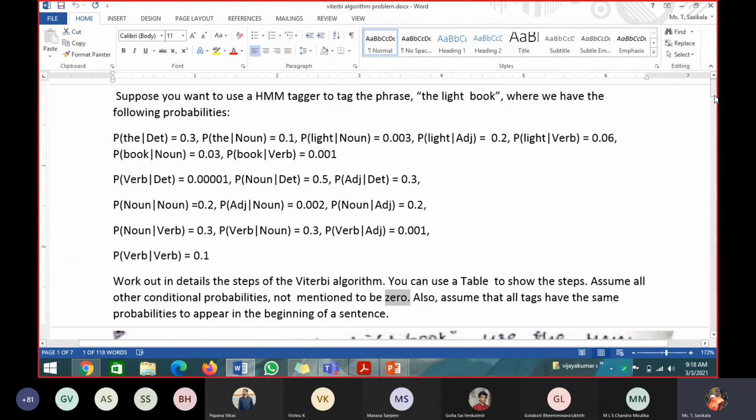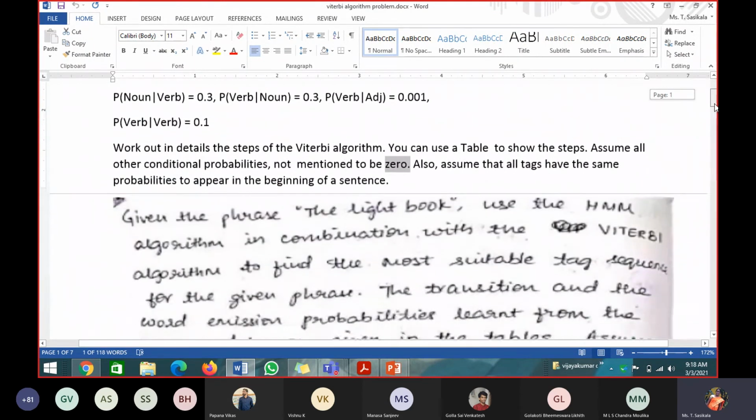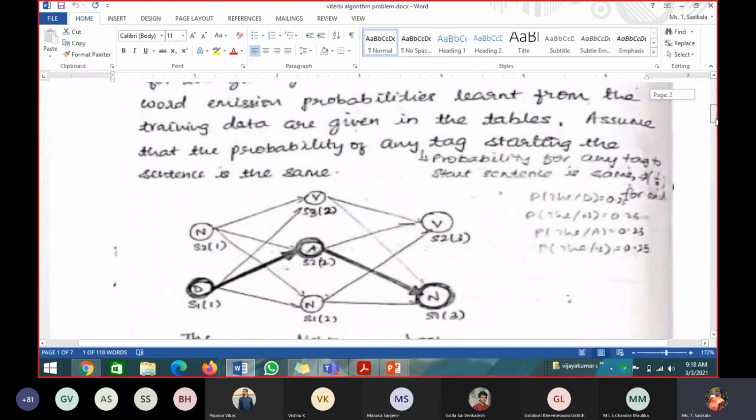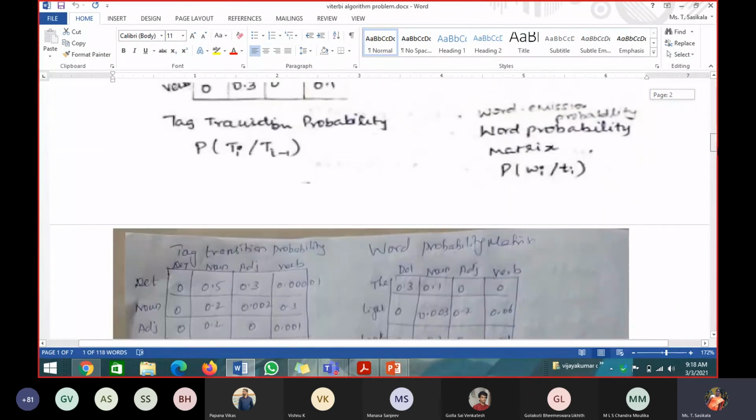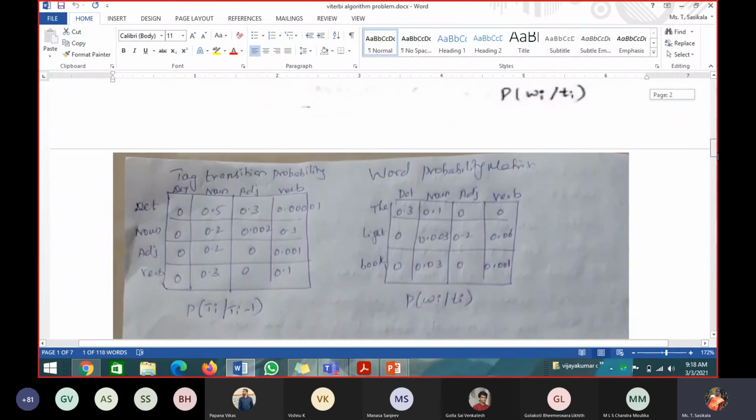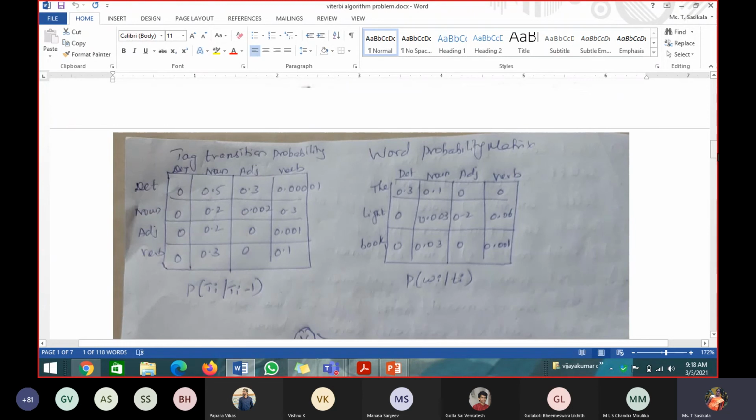So the first thing you have to do is draw the tag transition probability matrix and the word transition probability matrix. How many tag transitions do we have and how many word transitions do we have? In the given problem, how many word transition probabilities are given? 2, 5, 6, 7 are given.